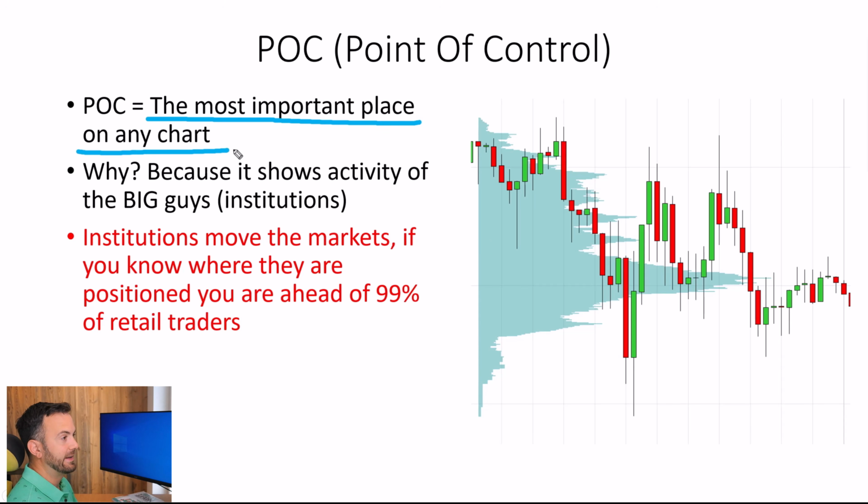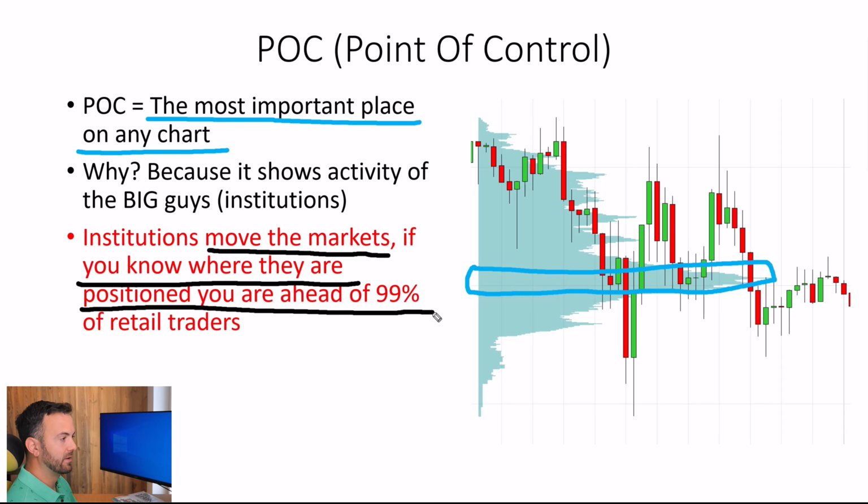The reason for that is that through volume profile, we basically track the big trading institutions, right? The big guys, the guys who move and manipulate the markets. And the point of control, the place where the heaviest volumes were traded, is basically the place where the big trading institutions were most active, where they placed most of their trades. So that's the most important place on the chart. And as you guys probably know, institutions move the market. And if you know where they are positioned, then I believe that you are ahead of 99% of retail traders.